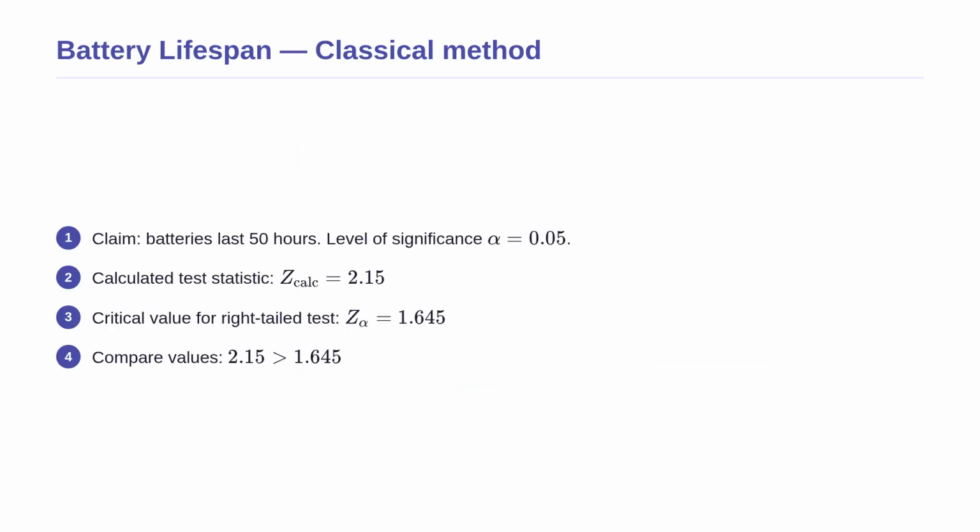Let us see this with a concrete example. A company claims their batteries last exactly 50 hours, but a consumer group believes they last longer. They test a sample and calculate a test statistic of 2.15. The chosen level of significance is 0.05. From statistical tables, the critical value for this right tail test is 1.645. Using the classical method, we compare the calculated value directly to the critical value. Since 2.15 is strictly greater than 1.645, it has crossed the boundary into the rejection zone.